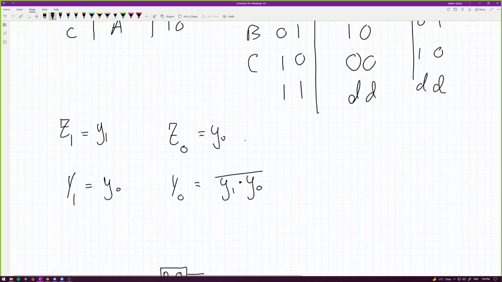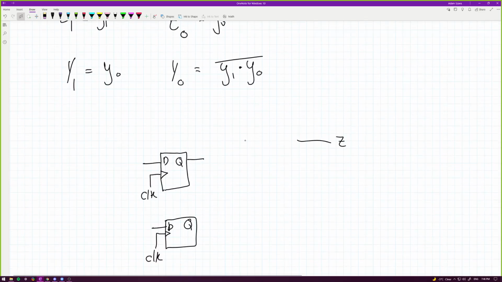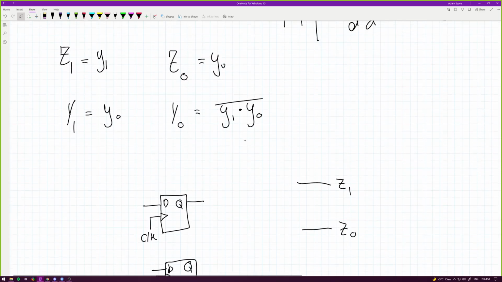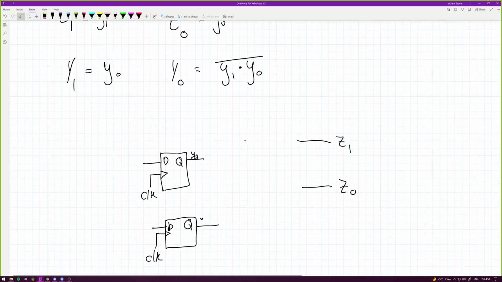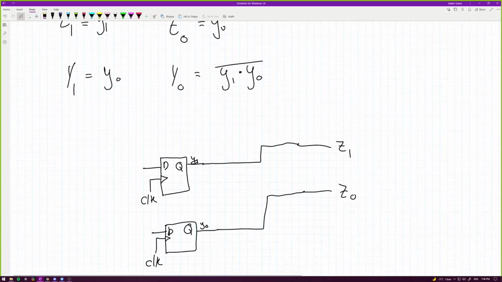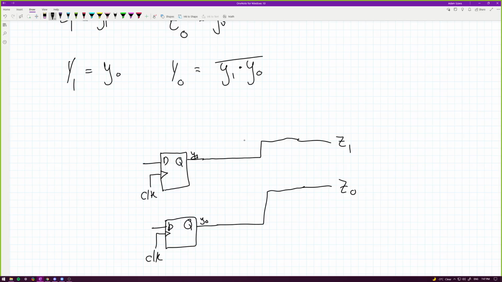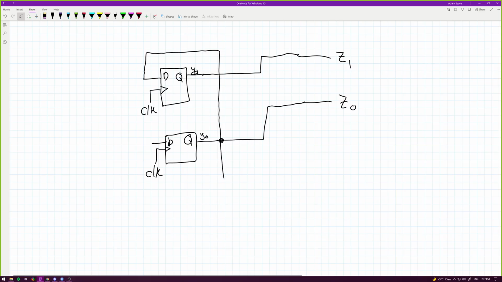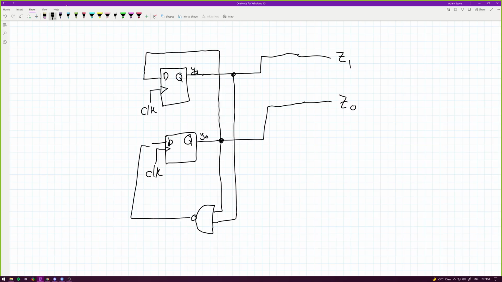My output has two variables here. So let's say this is Z1 and this is Z0. Let's say this output here is Y1 and this output here is Y0. It's pretty simple. Z1 equals Y1, so I connect these up, and Z0 equals Y0. Then my next state 1 is equal to Y0, so I'm going to connect this around like that. And my Y0 next state is Y1 and Y0 in a NAND gate together. So here they're going to go into a NAND gate like that, and this will connect like that. And there we go.